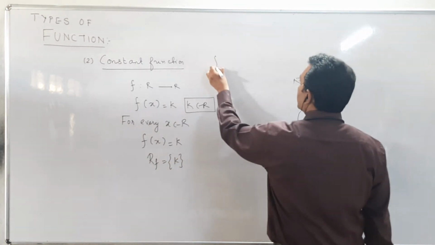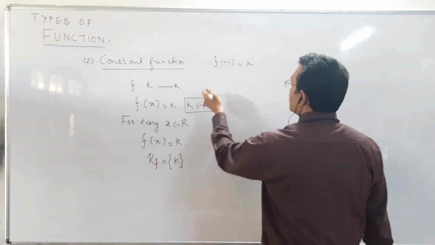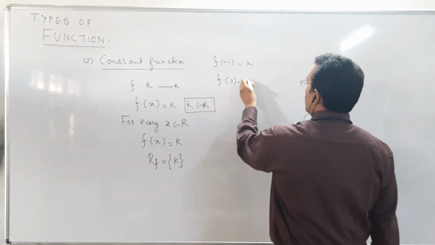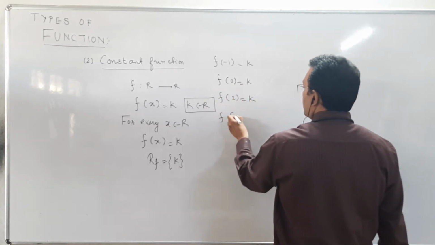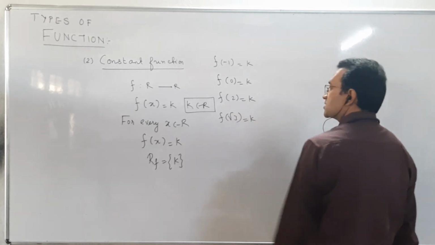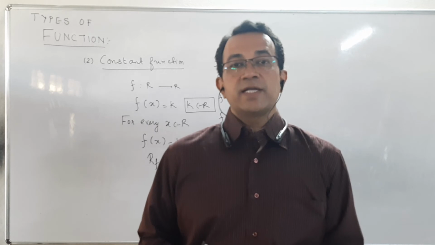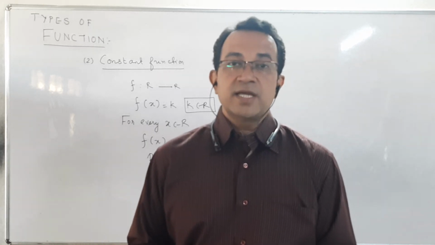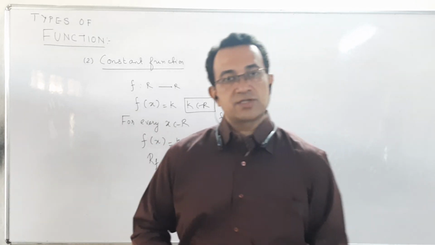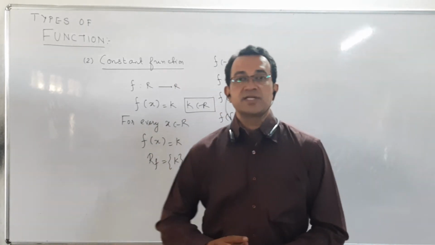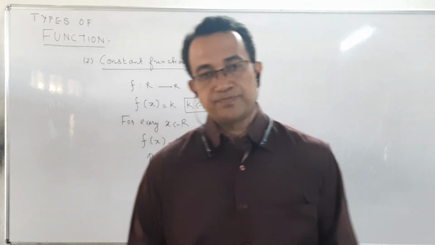Say for example, if I take x as -1, then also the image is k. I take f of 0, then also it is k. I take f of 2, then also it is k. I take f of root 3, then also it is k. So every time image is the same. A function where images are same for every element, or in other words, a function whose range is a singleton set, is called constant function.